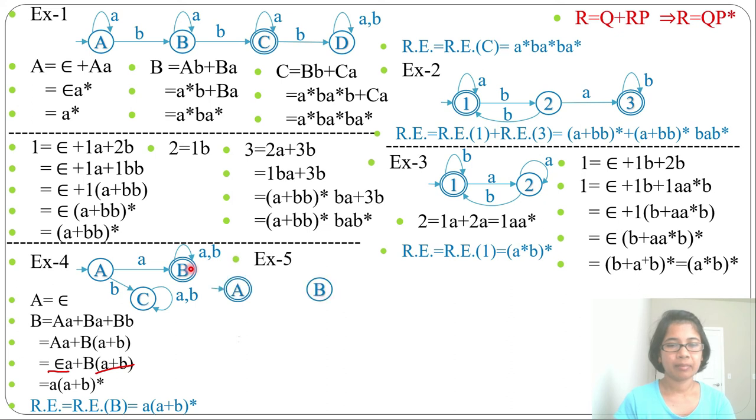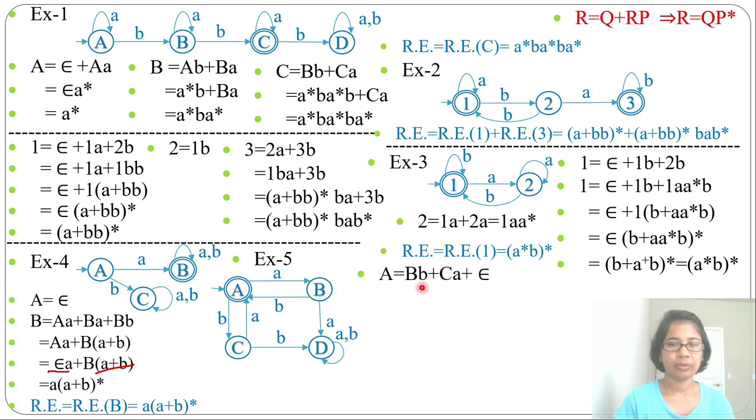Let's see another example. In this finite automata, D is the dead state. So, you don't need to find for D. Just find for A, B and C. Now, what will be the equation for A? From state B, by B you can reach state A. From state C, by A you can reach state A. A equal to BB plus CA plus epsilon. Epsilon due to the initial state. Now, this is not in this format. So, just try to find for state B and state C.